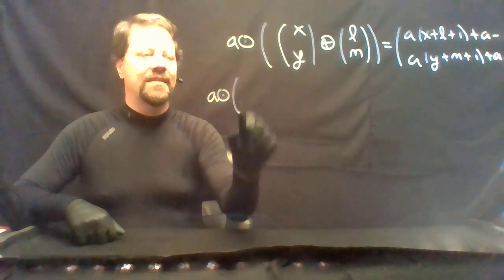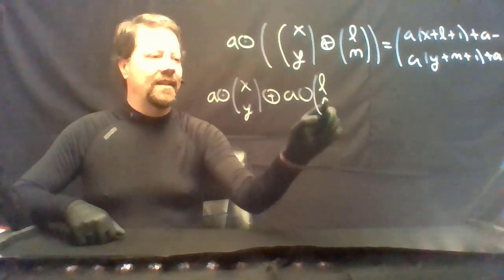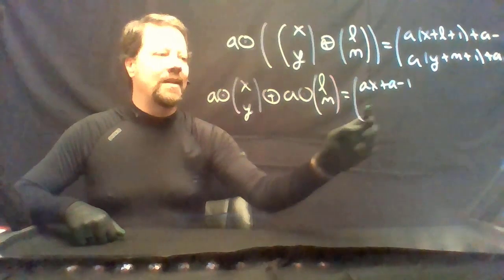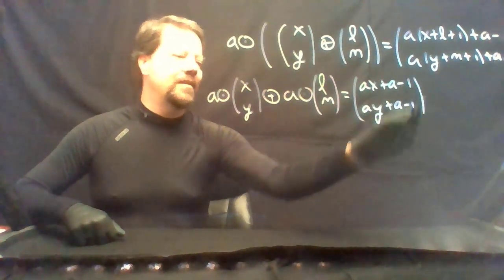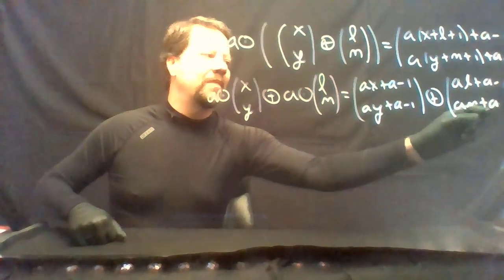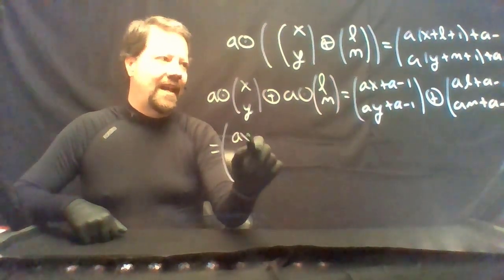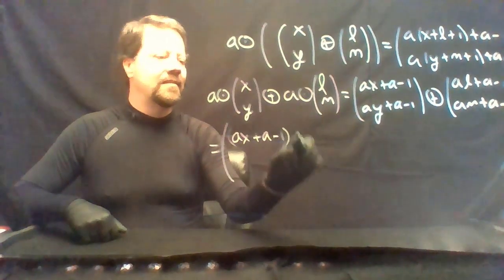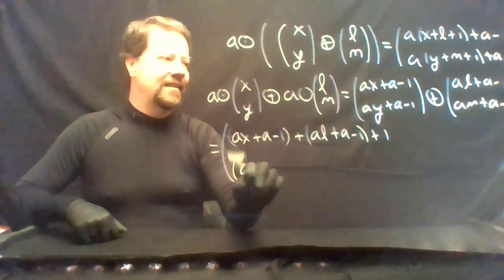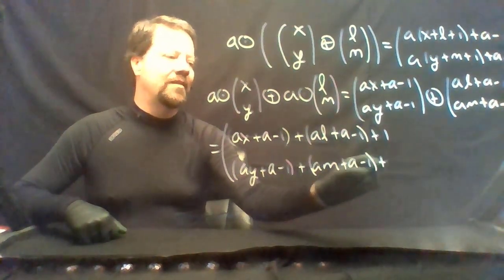Let's look at a times xy, circle plus, a times lm. This will give us ax plus a minus 1, ay plus a minus 1, circle plus al plus a minus 1, am plus a minus 1. And now for our circle plus, we'll have ax plus a minus 1 plus al plus a minus 1 plus 1, and ay plus a minus 1 plus am plus a minus 1 plus 1.